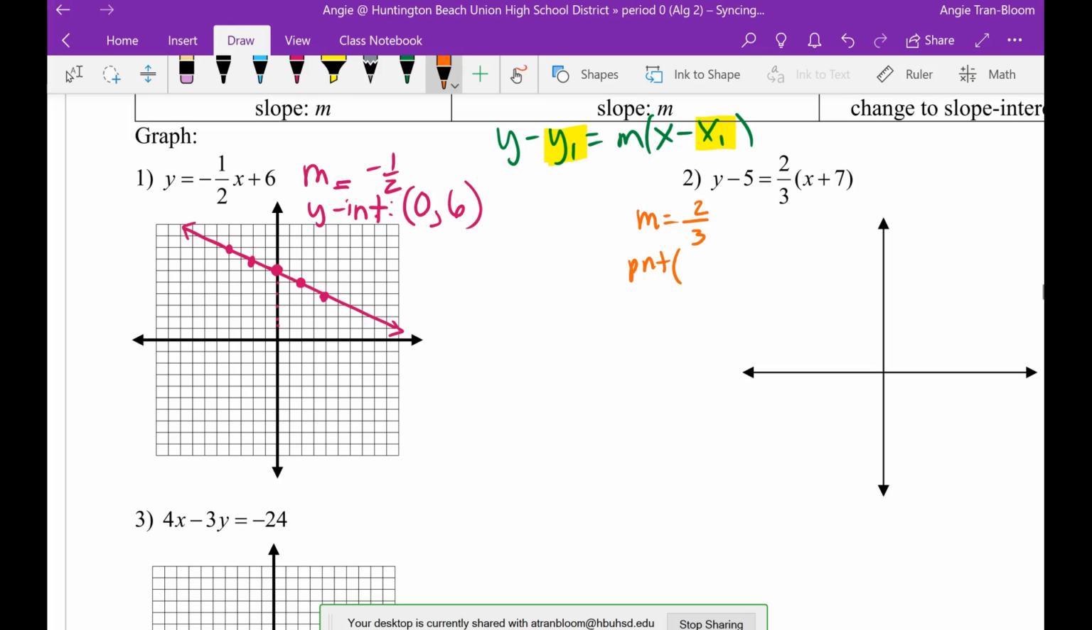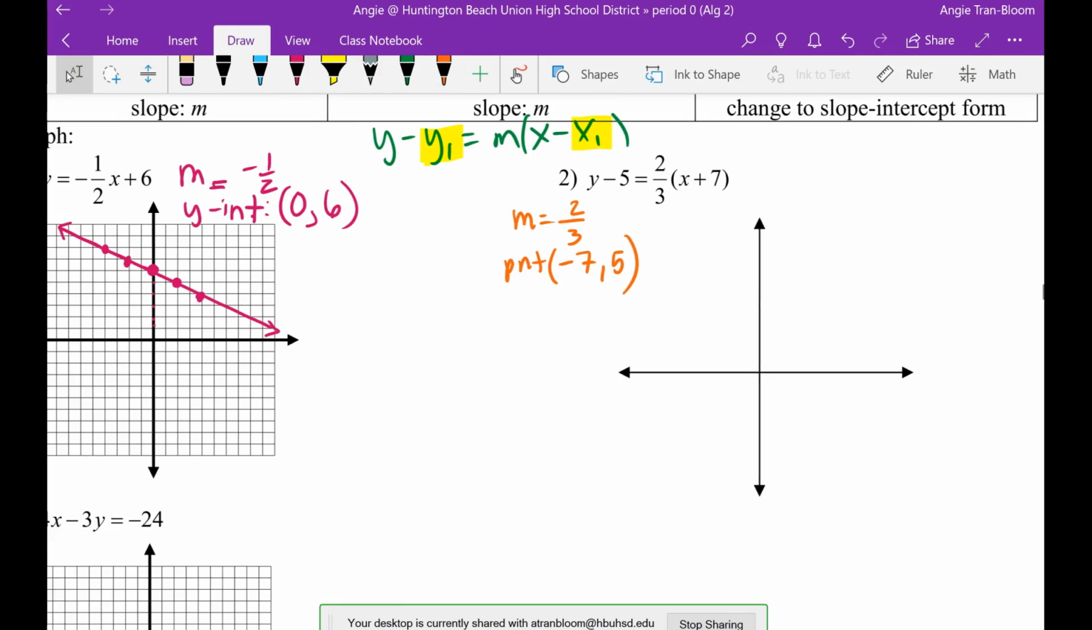You want to do -7 comma, positive or negative 5? Positive, okay. As you can see, I don't have any of the tick marks. You make your own tick marks and make them equal to one another, please. Okay, so I'm going to negative 7 in the x. So 1, 2, 3, 4, 5, 6, 7. Okay. And then just plot your point and then use your slope. So negative 7, go up 5. And then here we go.